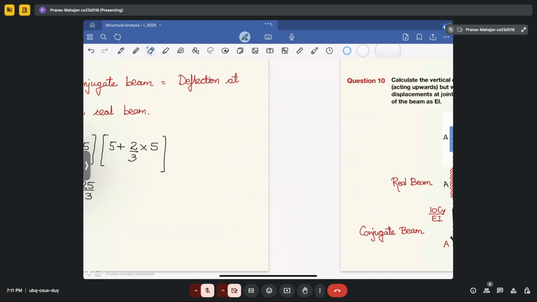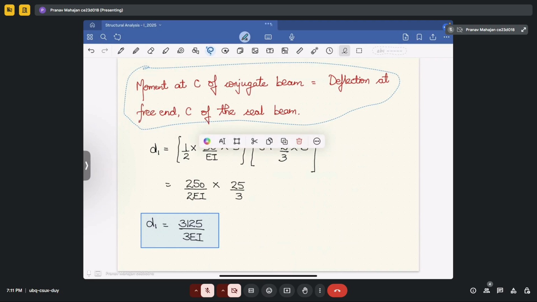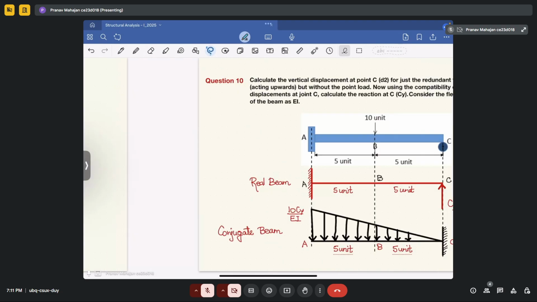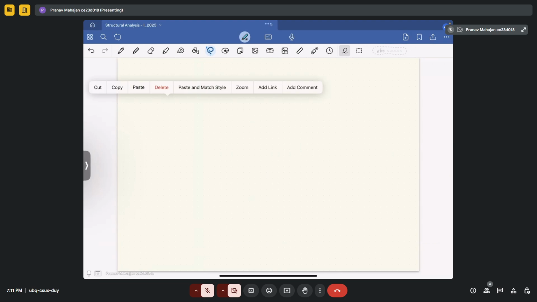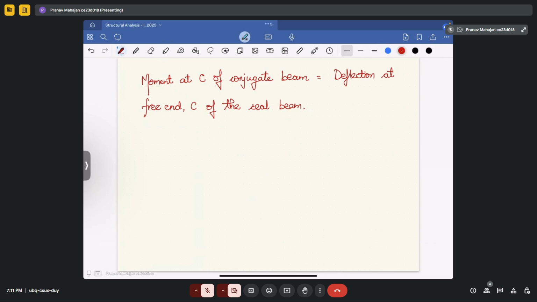Fine. And this is your conjugate beam. Now, if I copy the same line, the moment at C of the conjugate beam will be equal to the deflection at the free end of the real beam. So this concept will remain the same further also. I will use the same concept again. Now I am writing it to be D2. This D2 is the moment at C of the conjugate beam.